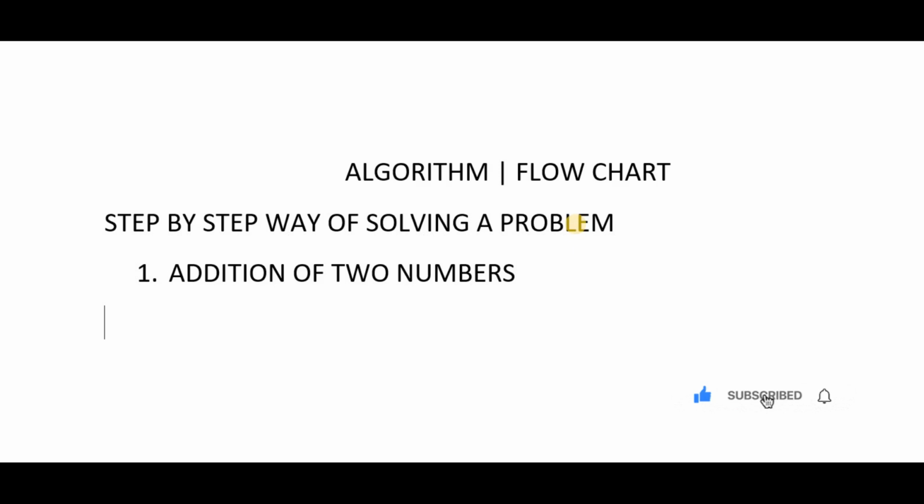So algorithm and flowchart, the difference here is that the algorithm is an abstract thing, it is a wordy thing. You will just be reading and get the idea of the problem, how you can go around and solve it. And the flowchart is a graphical representation of the algorithm. So that's how it is.